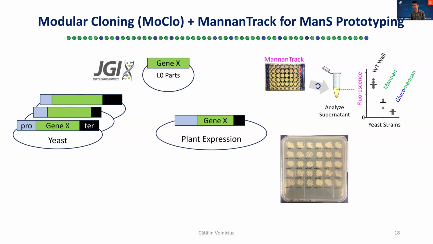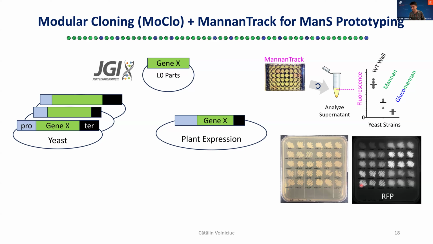Another element I didn't show you is that the mannan track probe could be used both in liquid cultures, where you can grow cells in multi-well plates. It could even be used on solid media, where, for instance, you have fairly good growth of all the strains, but if you shine the right excitation light and have an appropriate emission filter, you can detect based on red fluorescence which colonies are most likely to have active mannan synthases.